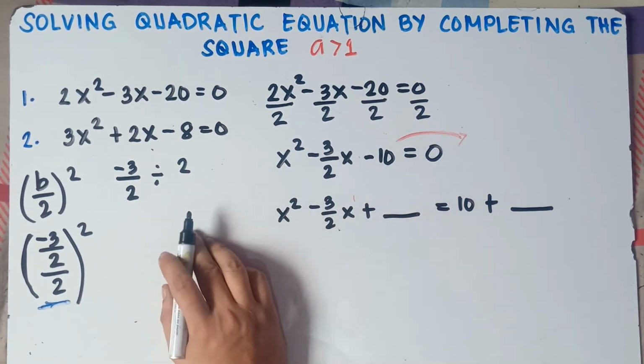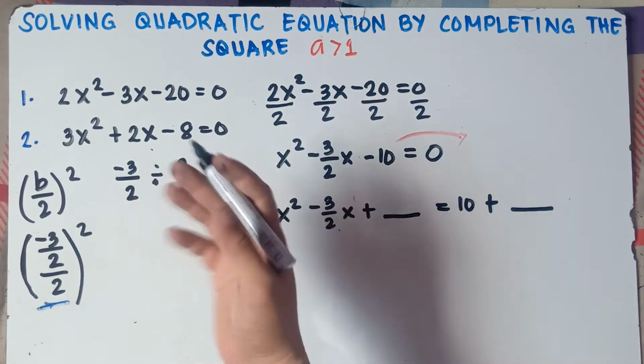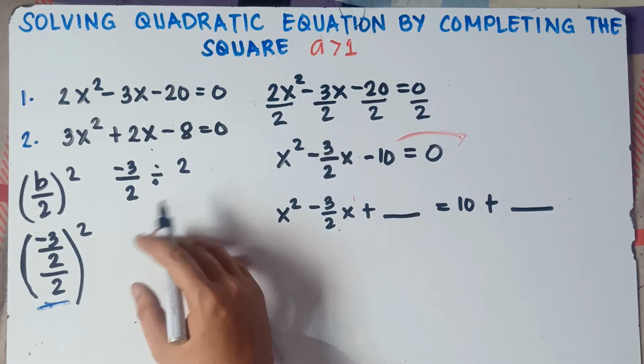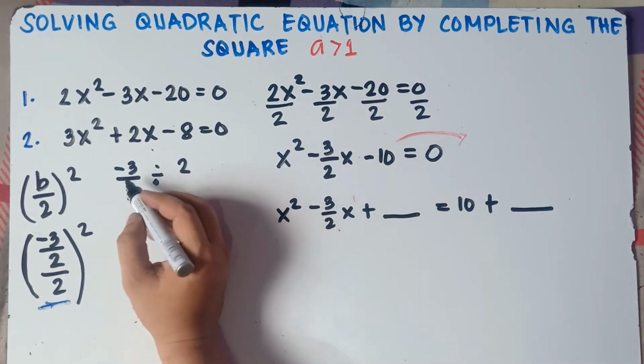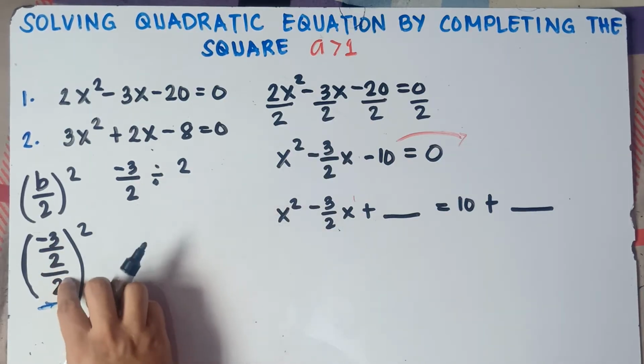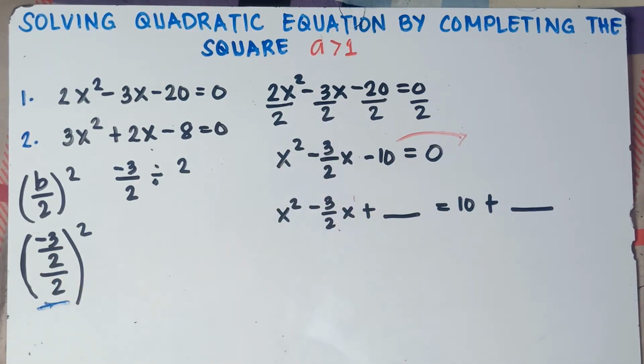I hope you remember that one, class. When you're dividing fractions, you cannot divide the fractions directly. You need to get the reciprocal of the divisor, then you proceed to multiplication. So negative 3 over 2, divided by 2. Understand that the whole number has a denominator of 1.